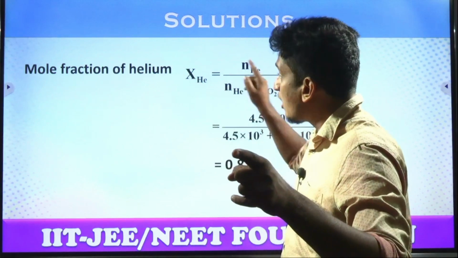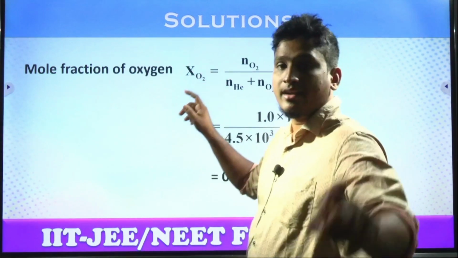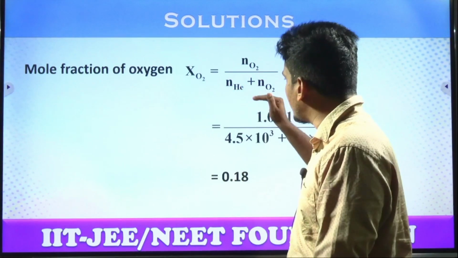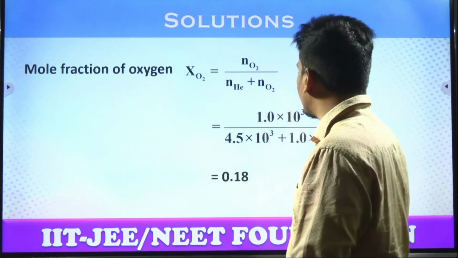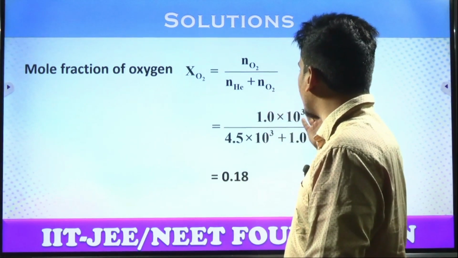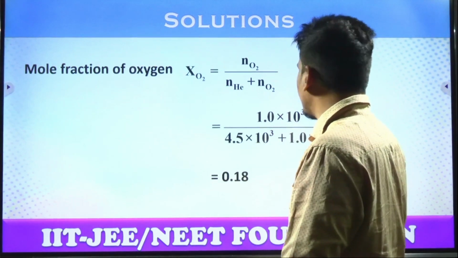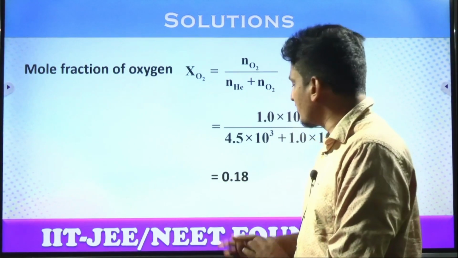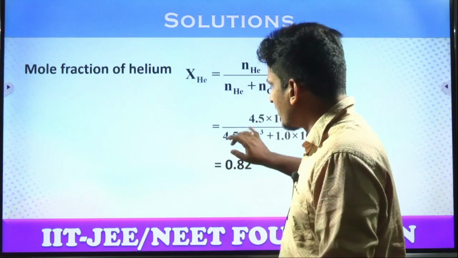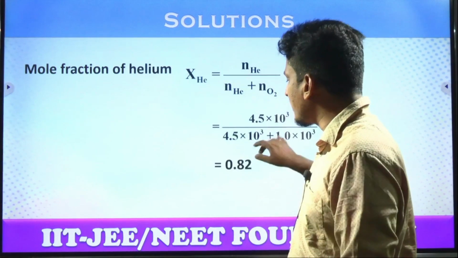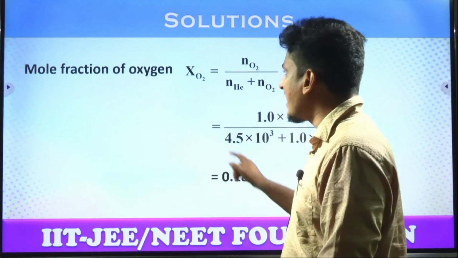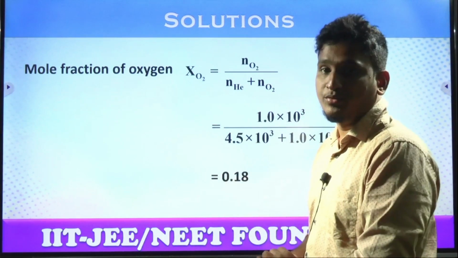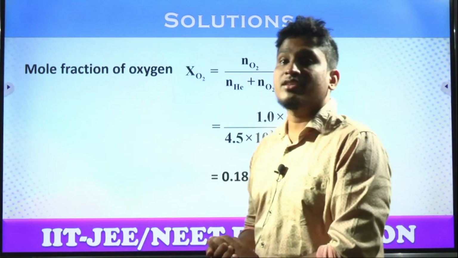And what is the mole fraction of oxygen expression? XO2 indicates the mole fraction of oxygen, which is number of moles of O2 divided by number of moles of helium plus number of moles of oxygen. Placing the values, 1 × 10^3 divided by 4.5 × 10^3 plus 1 × 10^3, the 10^3 cancels out, giving 1 by 5.5, which is 0.18. Now students, 0.82 is the mole fraction of helium and 0.18 is the mole fraction of oxygen. What do we get? 0.82 plus 0.18 equals 1. That's why the sum of the mole fractions is always equal to 1.